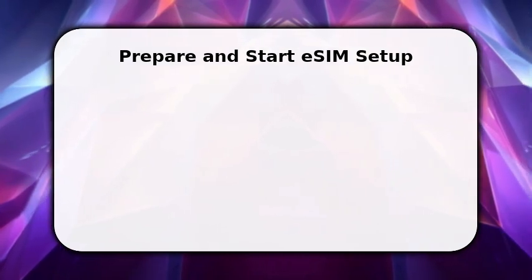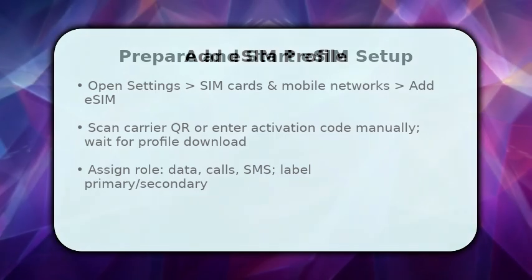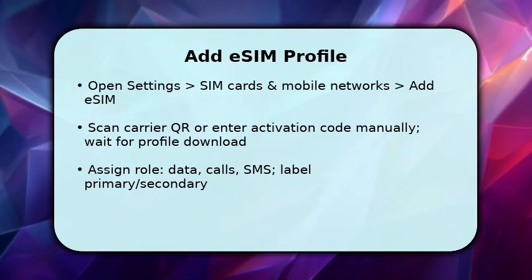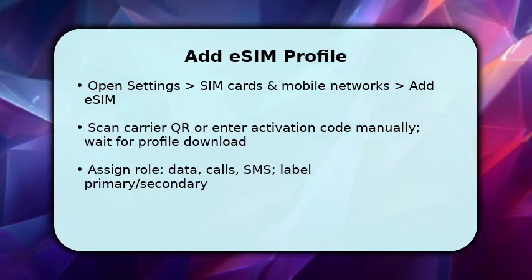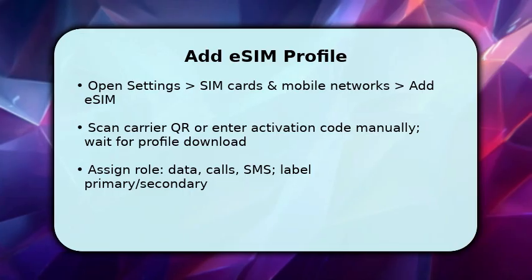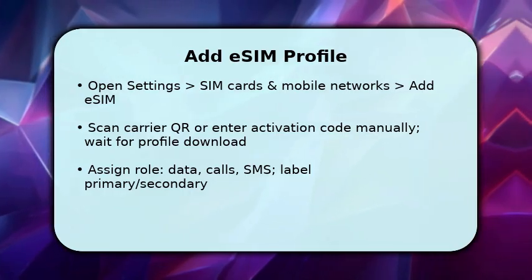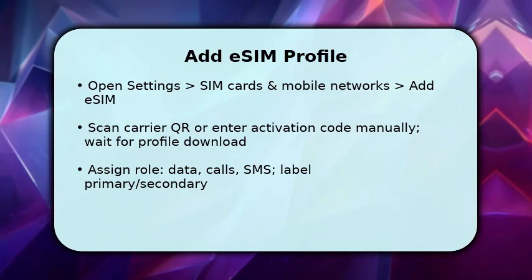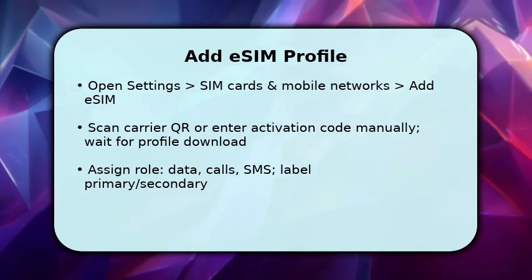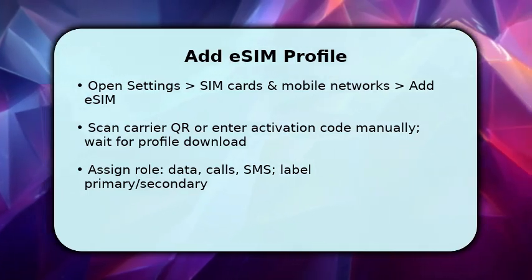You now add the eSIM profile. Open Settings, tap SIM cards and mobile networks, then choose Add eSIM. Scan the carrier QR code using the phone camera or type the activation code when prompted. Once done, the device downloads the profile and shows provisioning status.